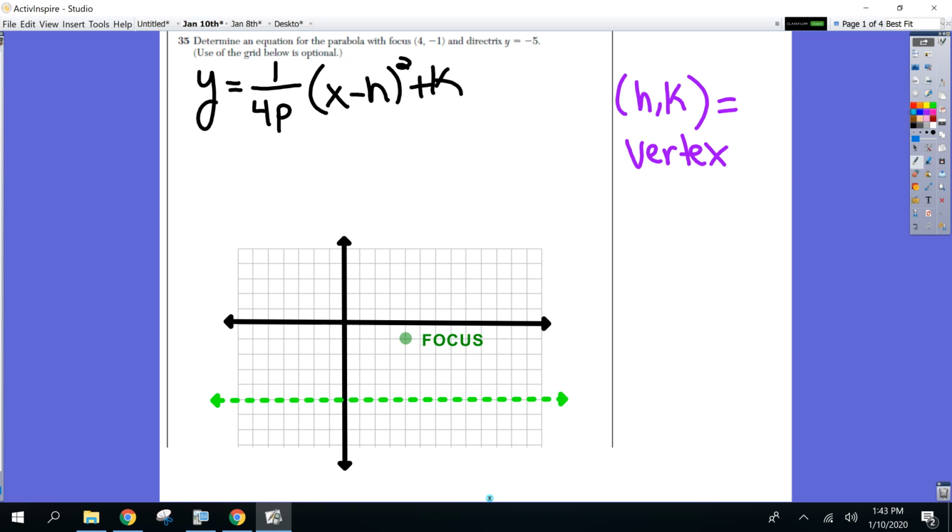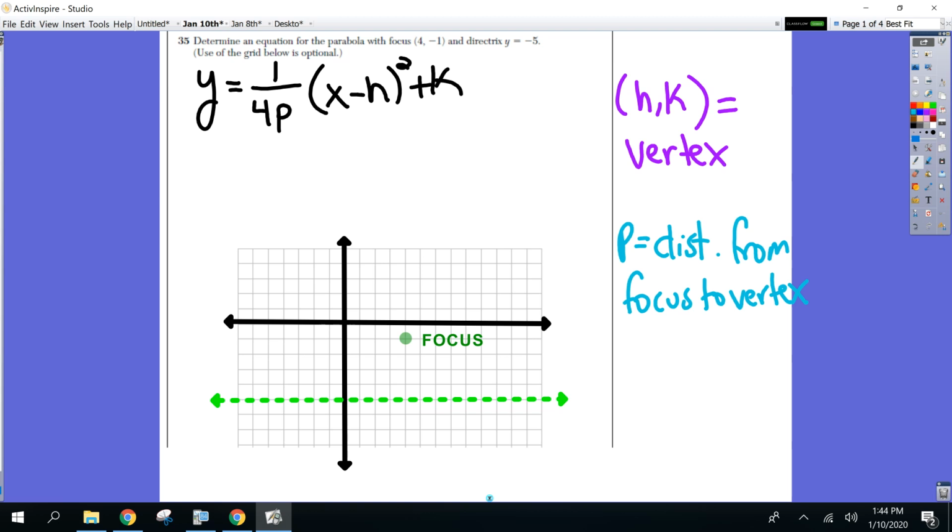What's p represent? Distance from focus to vertex. So are you seeing what is a key point I need here? Yeah, the vertex. Kind of need the vertex to finish this, big time. The only thing I'm going to ask you on this problem, do you remember the relationship between focus, directrix, and this vertex?